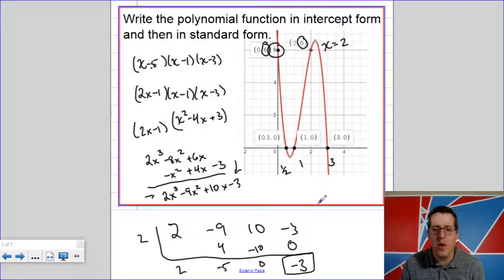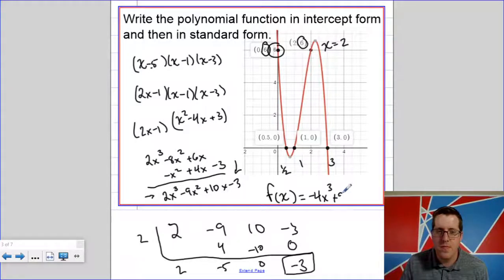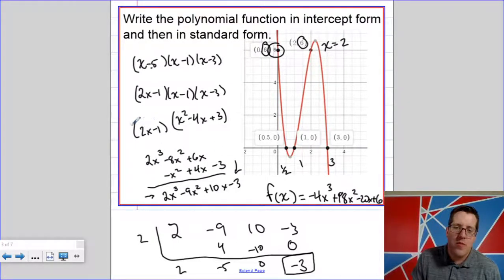Well, what could we do to our equation to make it so that it has the same zeros, but has these points at +6 instead of -3? Well, we could multiply everything, every coefficient, by -2. So our answer for this one is going to be -4x cubed plus 18x squared minus 20x plus 6. And if we were going to write that in intercept form, we would just multiply this -2 in front.